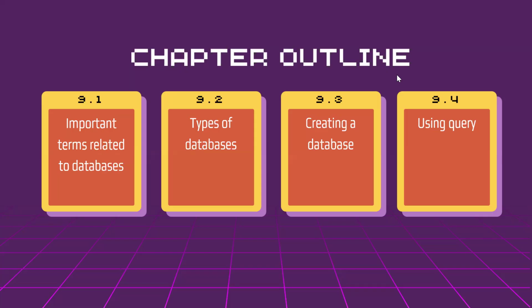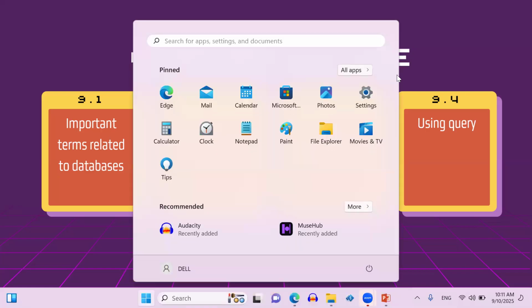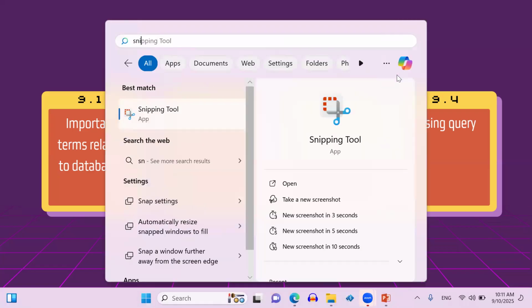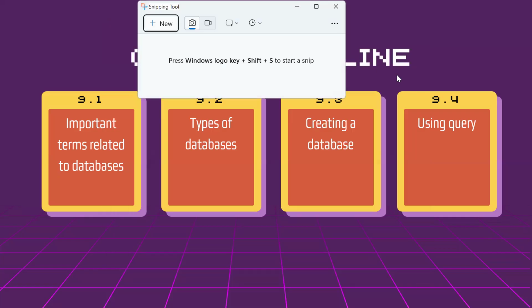Now, what the chapter is going to cover: we will have important terms related to databases, and these terms and the types of databases are part of your upcoming bi-monthly examinations. So please be patient and try to capture all these things. You need to write things. Take a screenshot of it.